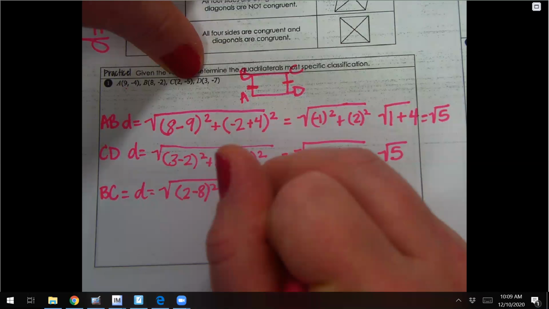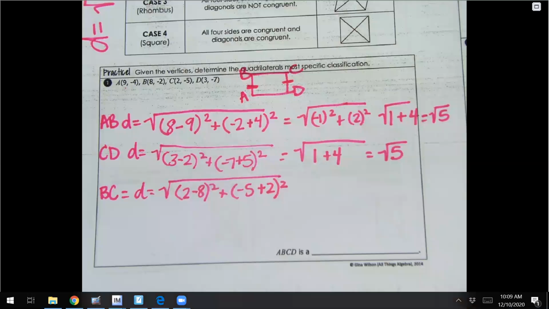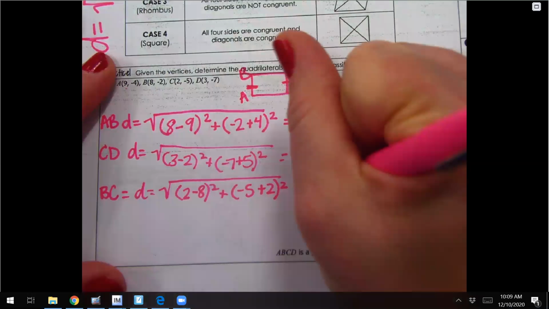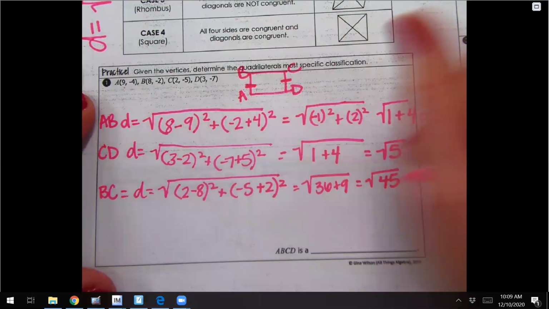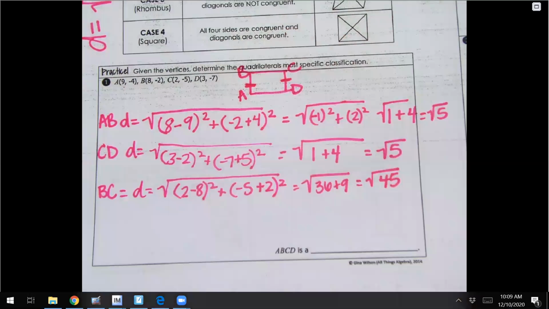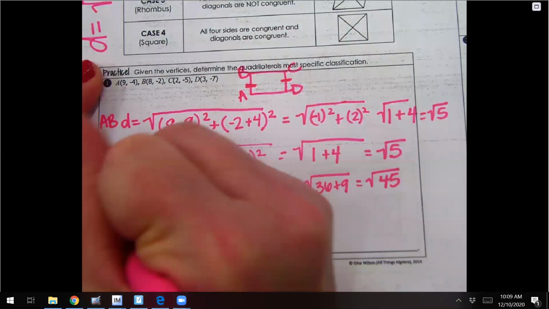So it's going to be negative 6 squared, which is 36. This is going to be negative 3 squared, which is 9. So 36 plus 9 equals 45. So we don't have a square or a rhombus. But if the bottom AD is 45, then we have either case 1 or case 2.